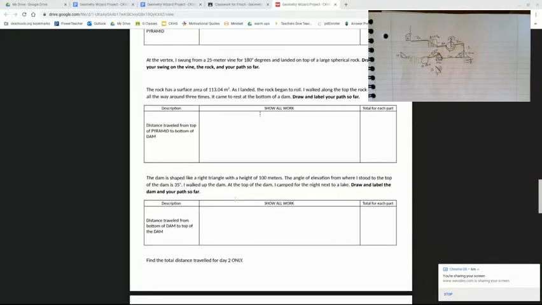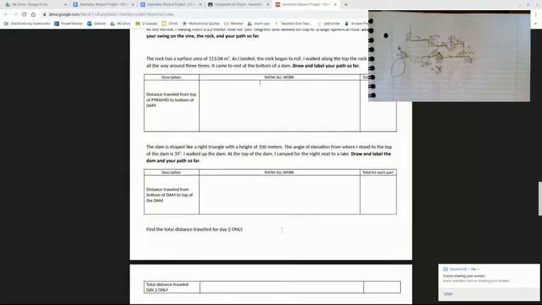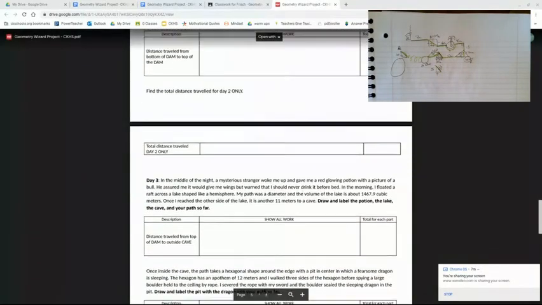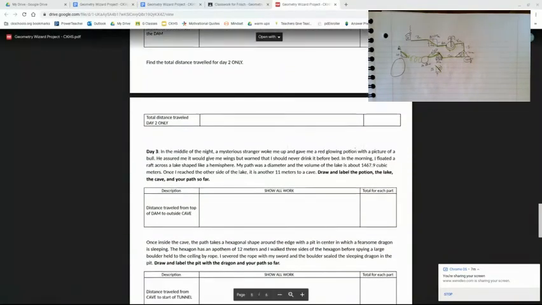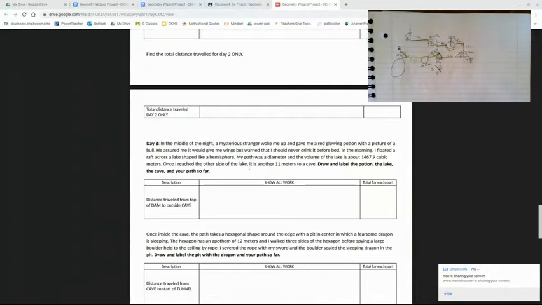Then I walk up the dam, and I camp there for the night. So I'm going to draw a nice little tent. There's my little tent. Maybe do a fire. A stranger visits me in the middle of the night and gave me a glowing red potion with a picture of a bull. He assured me it would give me wings, but warned I should never drink it before bed. In the morning, I floated a raft across the lake.